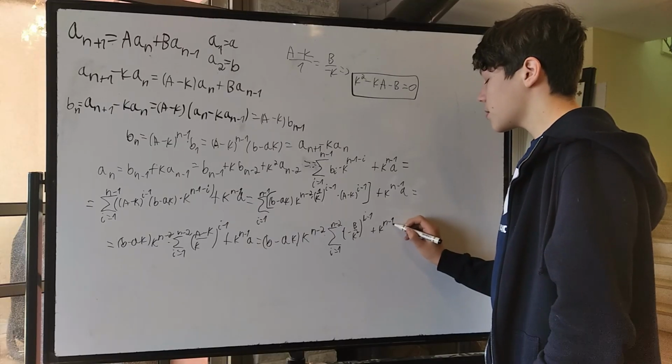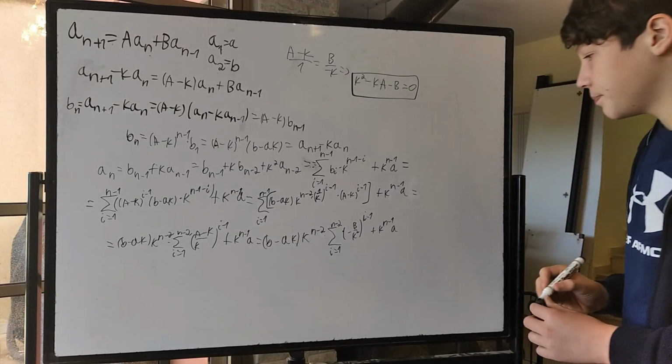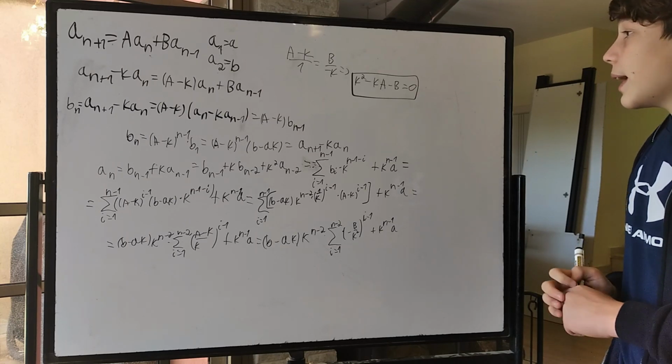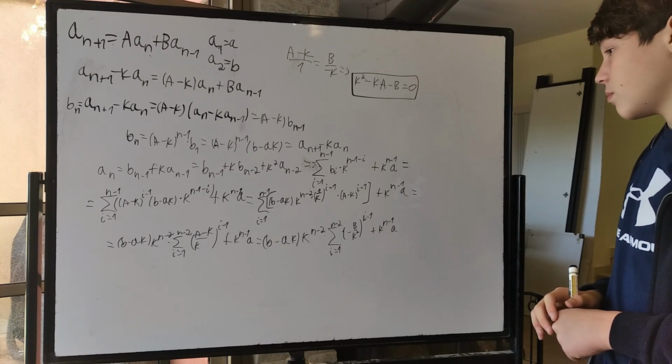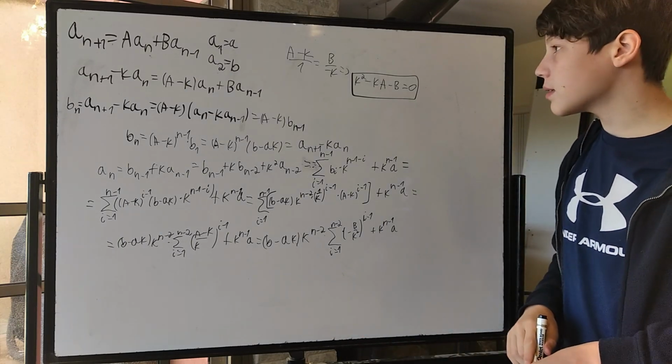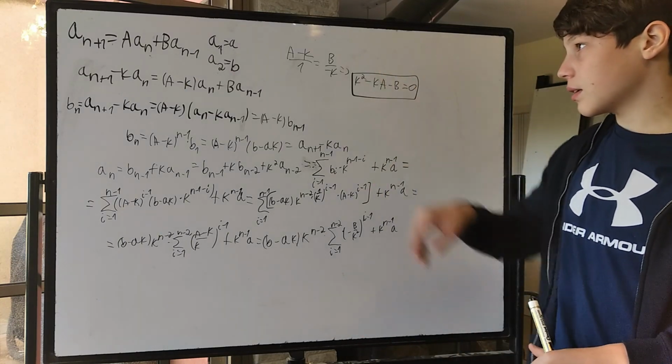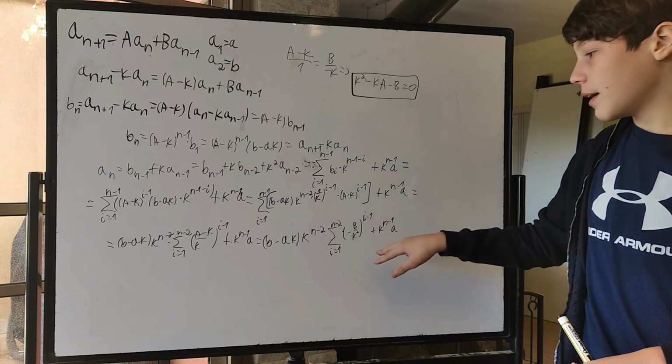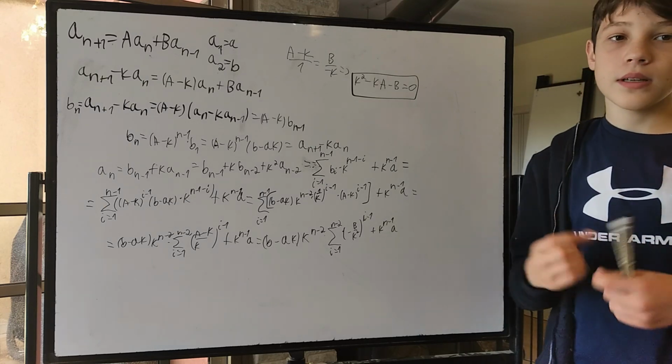Plus k to the n minus 1, a. Okay, now we're getting a bit short on space here, and so let's just clear the board and write this up top and continue from there.